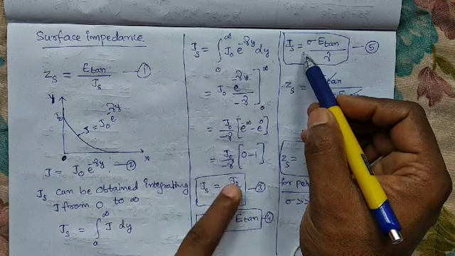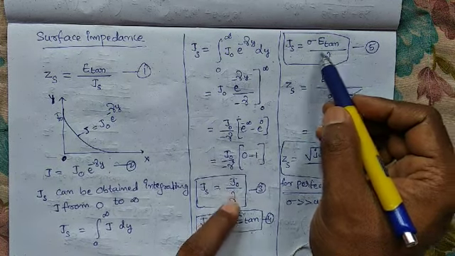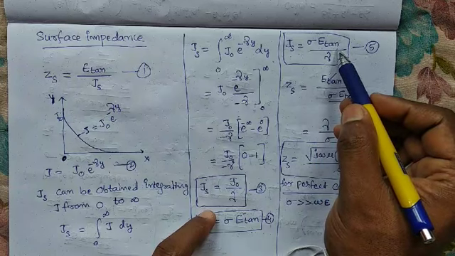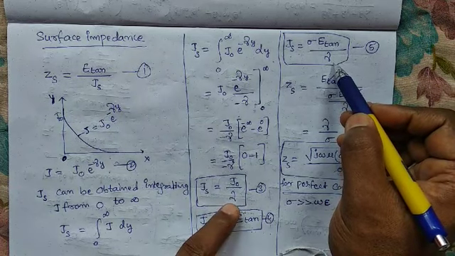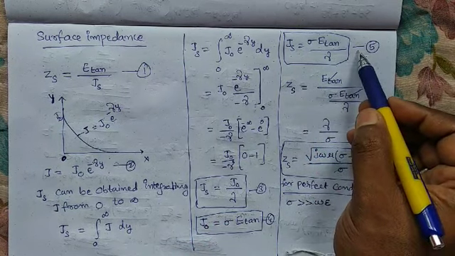From this we are calculating Js. Js is equal to what? J naught is sigma into E tangential, we are substituting equation 4 in equation 3. Here Js is equal to sigma into E tangential by gamma. From this we are calculating Js.